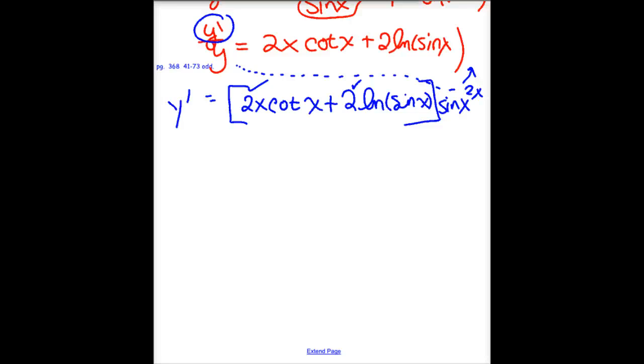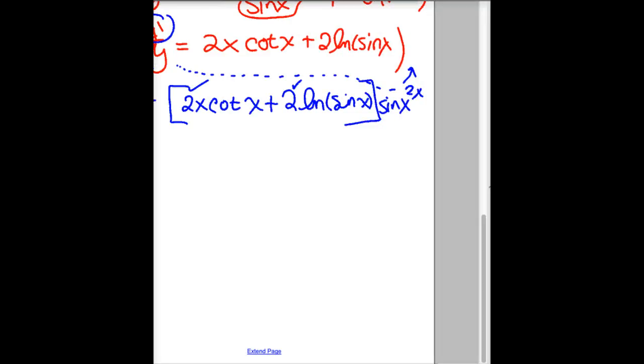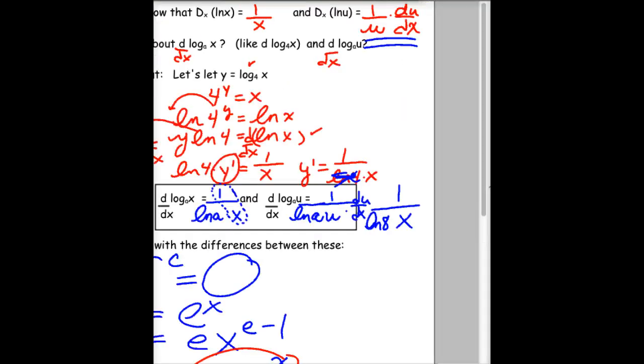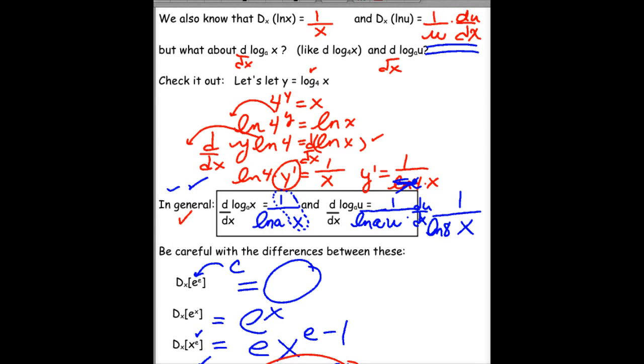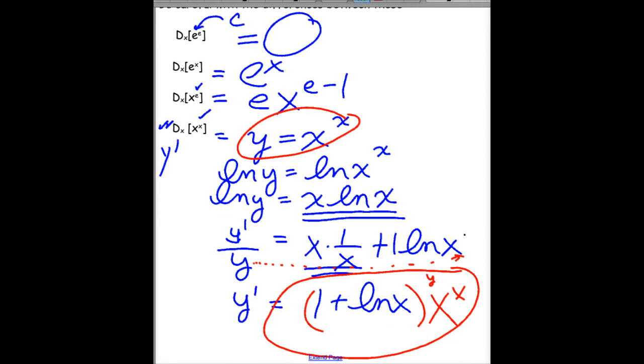I think it was written in your packet, but I can't find it. Let's go back, by the way, to the schedule, because I had promised that at the beginning of the hour. Oh, the schedule's on the other note packet. The assignment is on the front of that other note packet. It is page 368, and it will be 41 to 73 odd. Make sure you show me all the work on there.